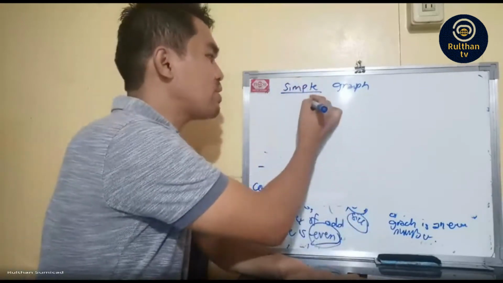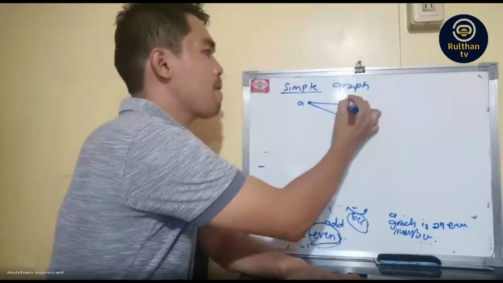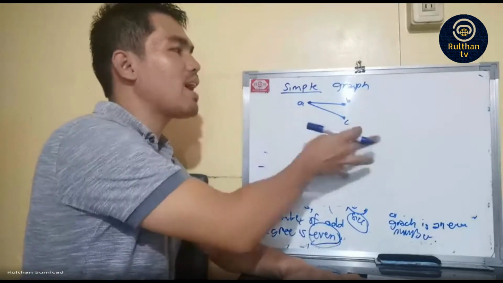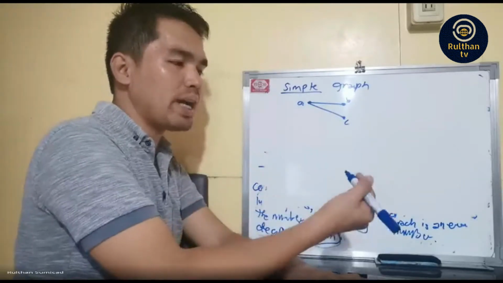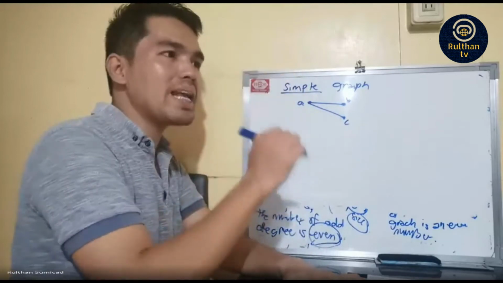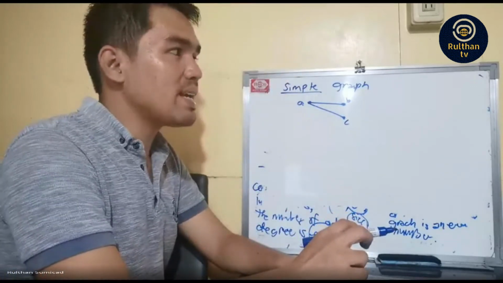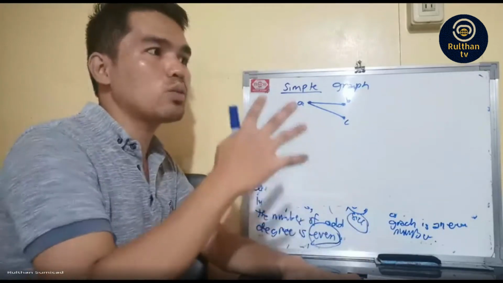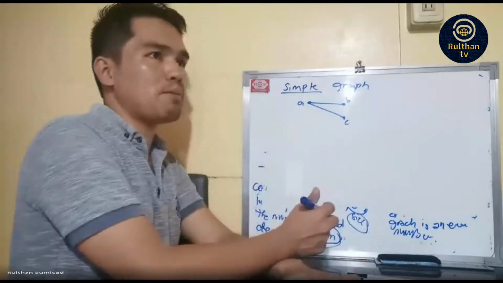An example of a simple graph is like this: A, B, C. This is an example of a simple graph because this graph does not contain any loop. A loop is an edge whose beginning and end vertices are the same, and multiple edges are two or more edges that connect the same two vertices. In this case, it is an example of a simple graph.